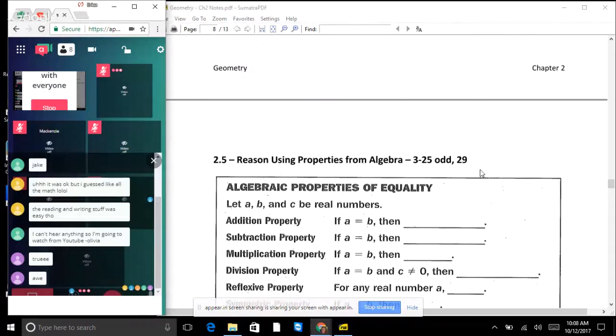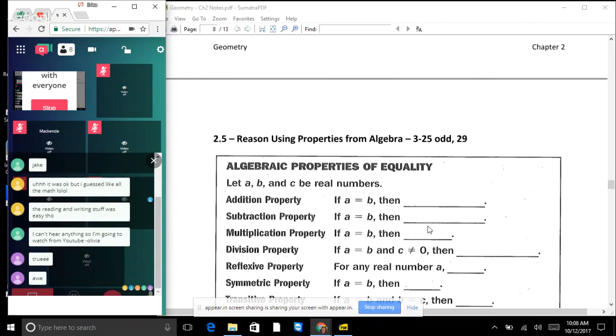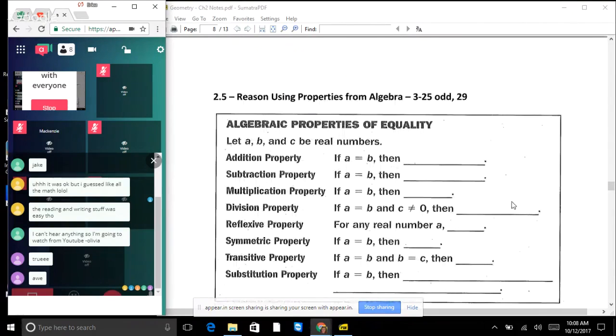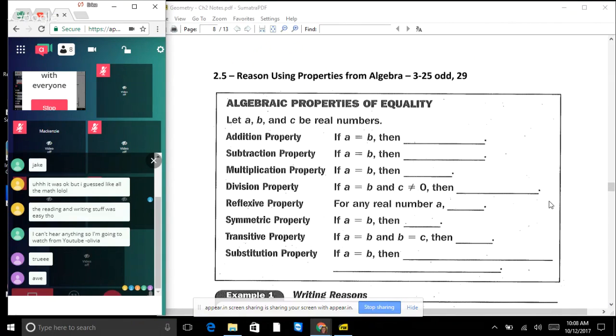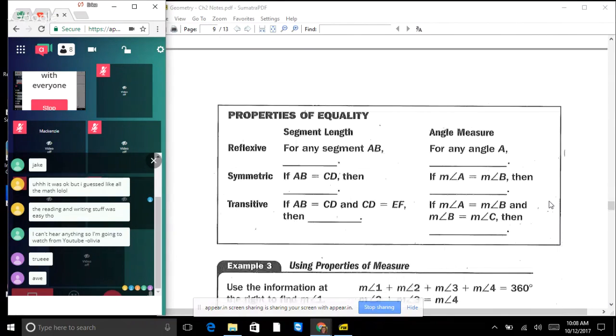Exciting stuff. Okay, so what we talked about Monday is algebraic properties of equality. We filled in the blanks for all these different things, and we talked about using these properties to prove why we're able to do algebra problems. And then we talked about properties of equality that we could use when it comes to geometry. So let's start there and we'll work our way through some problems.